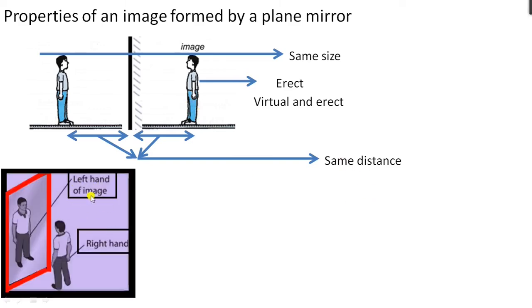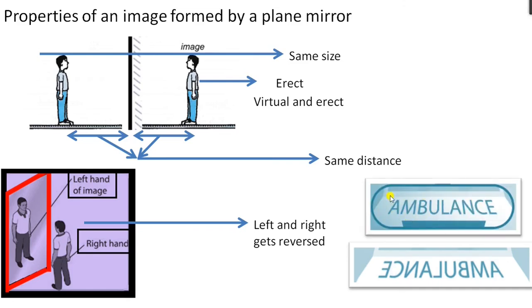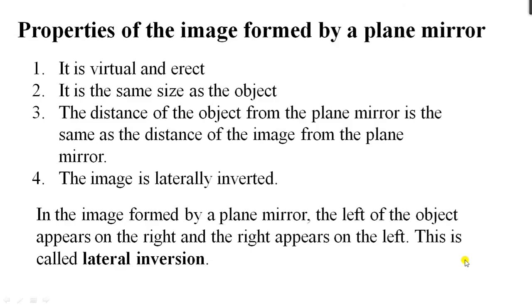And the fourth property, which is the important property, so when we look at the mirror, the left and right gets interchanged, and this process is called lateral inversion. So because of this reason, the ambulance on the car will be written like this, so that when we look at the mirror we see the ambulance like this. Because of the lateral inversion we write the ambulance this way. So these are the properties: virtual and erect, same size, distance of object and distance of image is same from the mirror, and image is laterally inverted, meaning left and right gets interchanged.